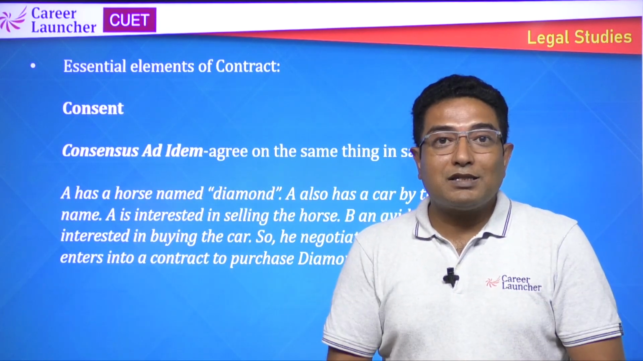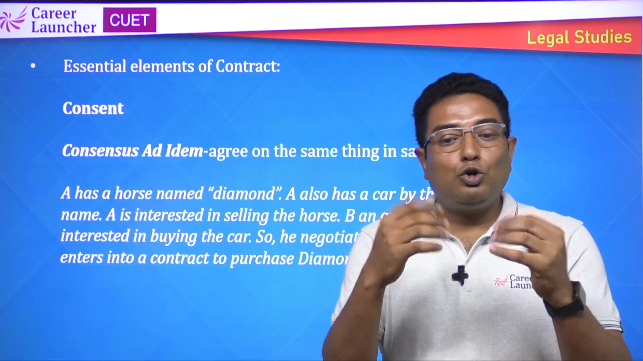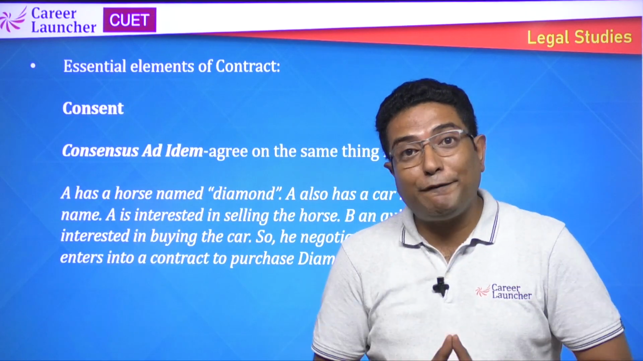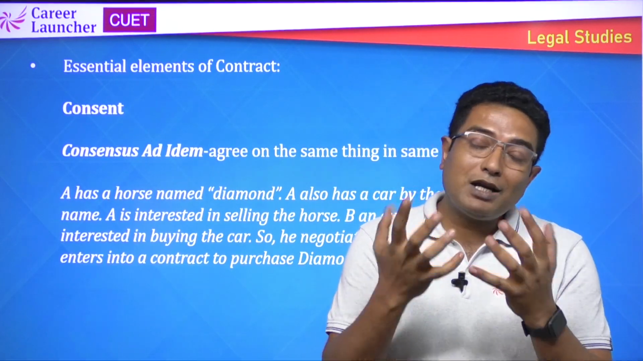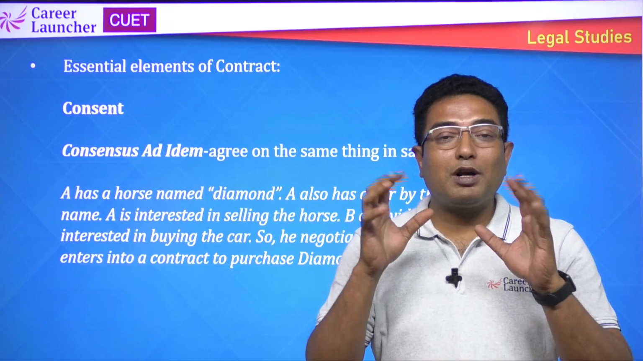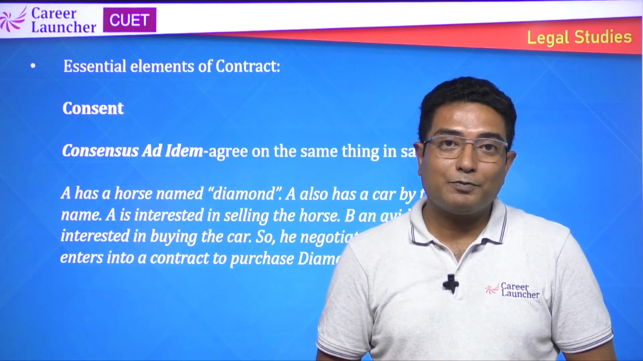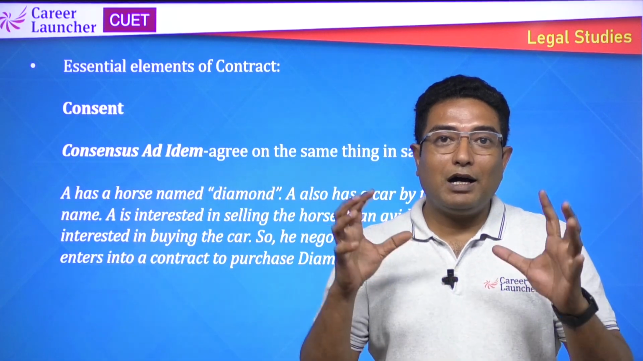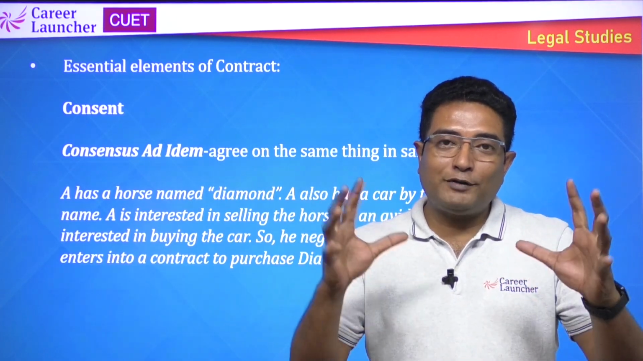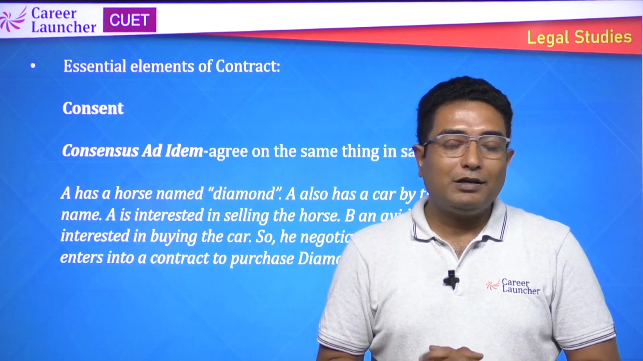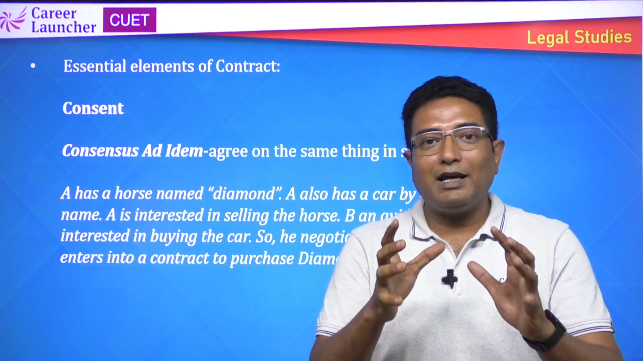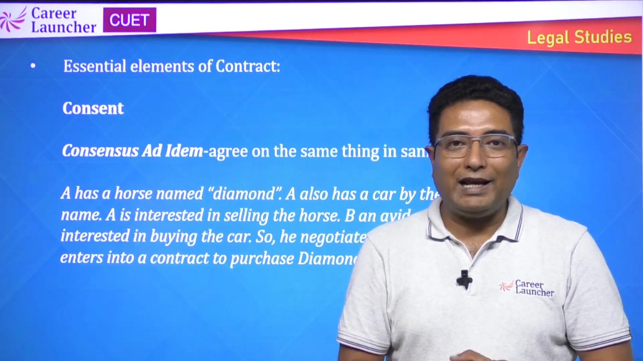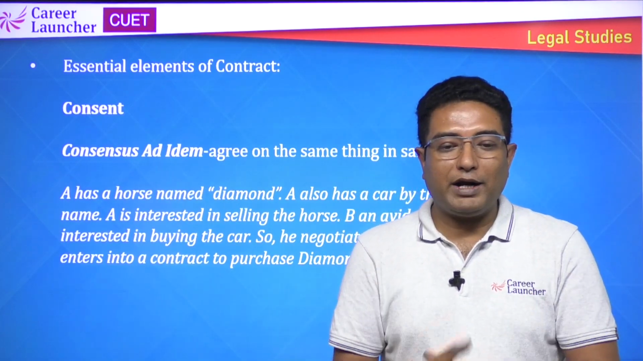If the parties agree on two different things, or the same thing in a different sense, the law considers there is no real consent between the parties. Both of them are thinking differently, so the law will consider that there is no real consent between the two parties, and hence there will be no contract.